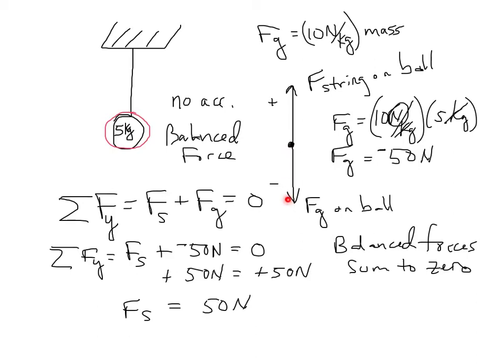is positive 50 newtons. So you think about that. We have gravity pulling down with what we would consider a negative 50 newtons. We have the string pulling up with what we would consider a positive 50 newtons. And obviously, positive 50 plus a negative 50 equals 0, which again reinforces the fact that we have balanced forces here. So hopefully that even though it's kind of a mess, makes a little bit of sense for you.